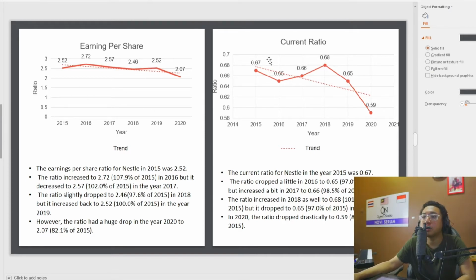For the current ratio, in the first year it had 0.67, and then it decreased to 0.65, and then increased to 0.68 in the 2 years, and then decreased to 0.59 in the 2 years.